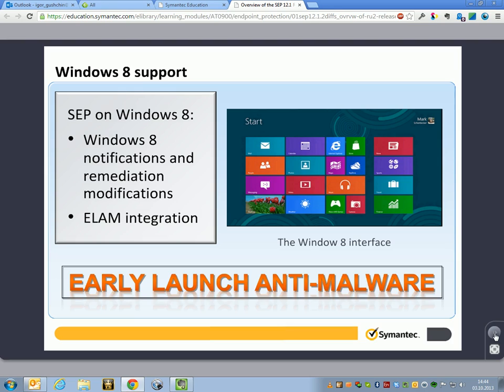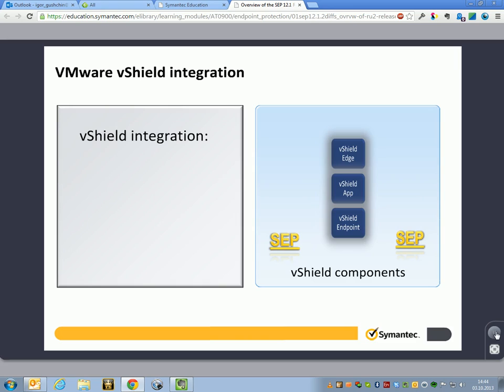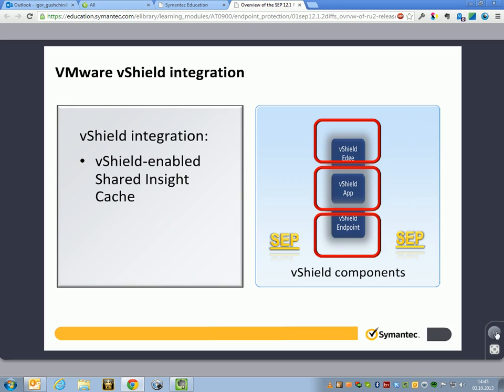SEP now integrates with VMware's vShield product. vShield is VMware's security management framework and is made up of several components, namely vShield Edge, vShield App, and vShield Endpoint. SEP 12.1 RU2 integrates with vShield at the vShield Endpoint level via the implementation of SEP's vShield-enabled Shared Insight Cache.